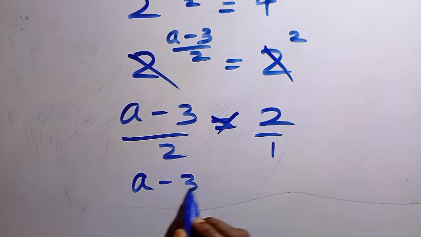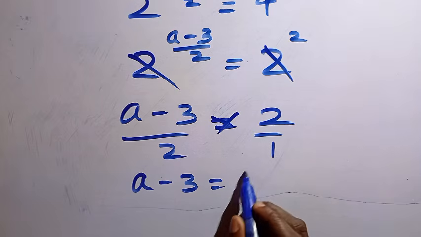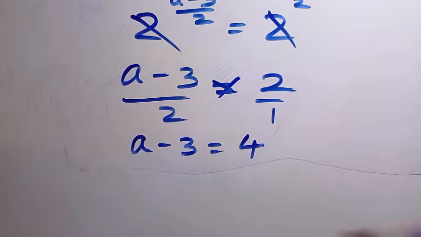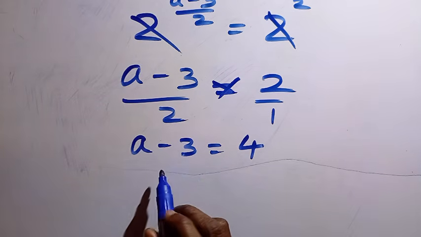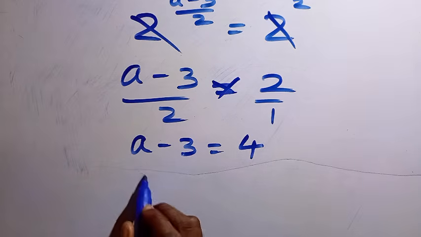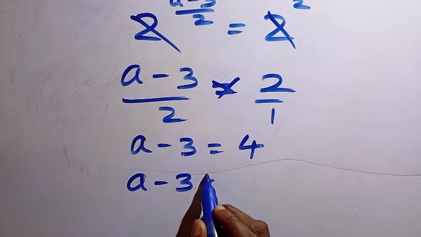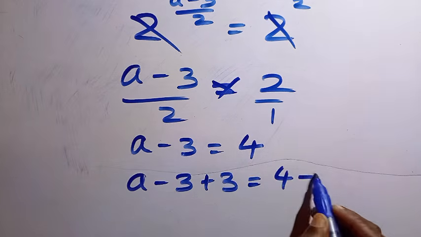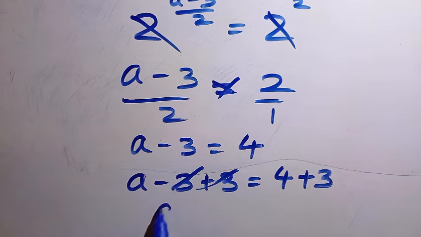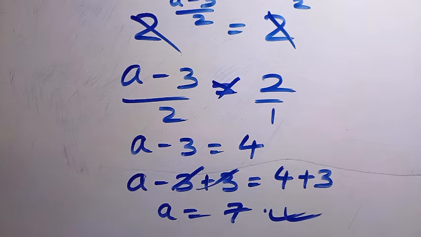So here a minus 3 equals 2 multiplied by 2, that gives us 4. To get a, we take this 3 to the other side, or simply add 3 to both sides. Here we have a minus 3 plus 3 equals 4 plus 3. This cancels, and we have a equals 7. So here is the solution to this problem, a equals 7, but let's try to verify.